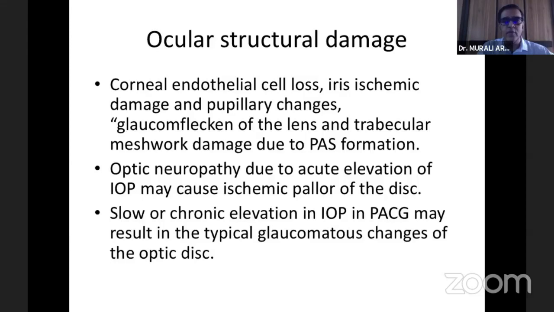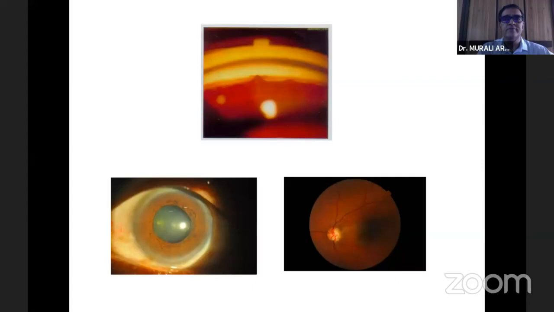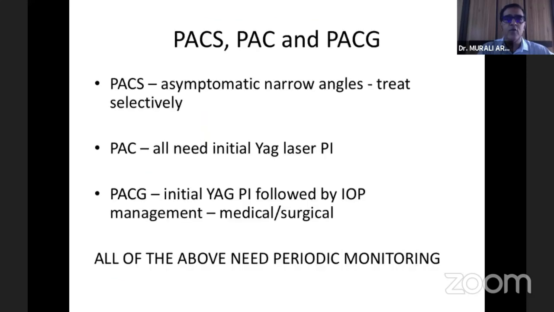Of course, when the IOP is acutely elevated, you can have an ischemic pallor of the disc, but the slow chronic elevation of IOP in chronic angle closure usually results in the typical glaucomatous changes in the optic disc. This is a classic picture of chronic angle closure glaucoma, in which you see the PAS, you see the pupil, you see the atrophy of the sphincter, and you see the classic disc changes and RNFL changes. And this is chronic typical primary angle closure glaucoma.